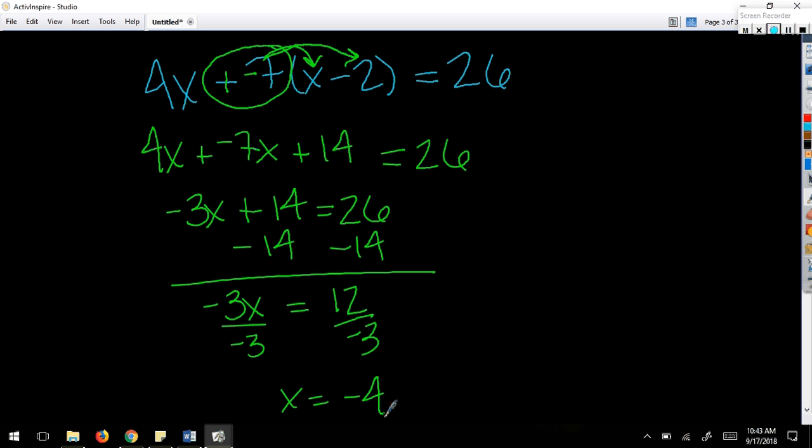Oh my gosh, when you did 3x divided by negative 3, I've just been putting the normal positive. That's why I'm getting 6. Okay. Alright, let's look at another.